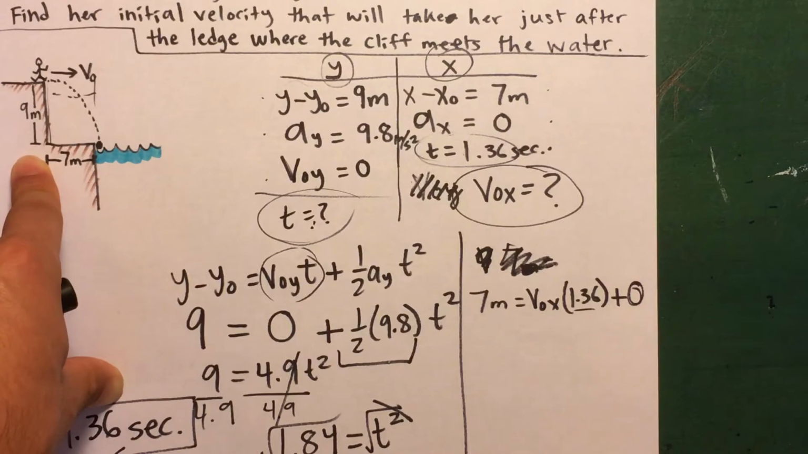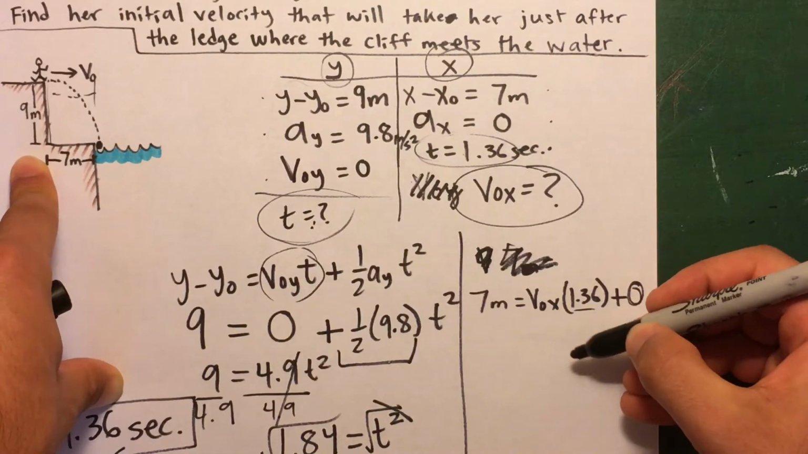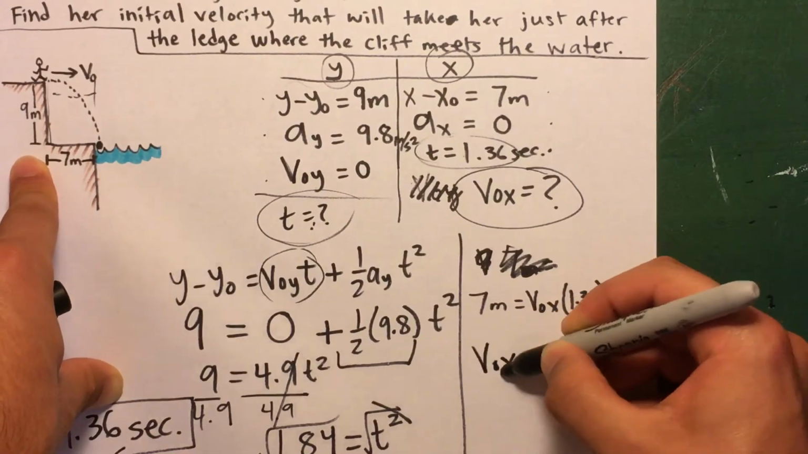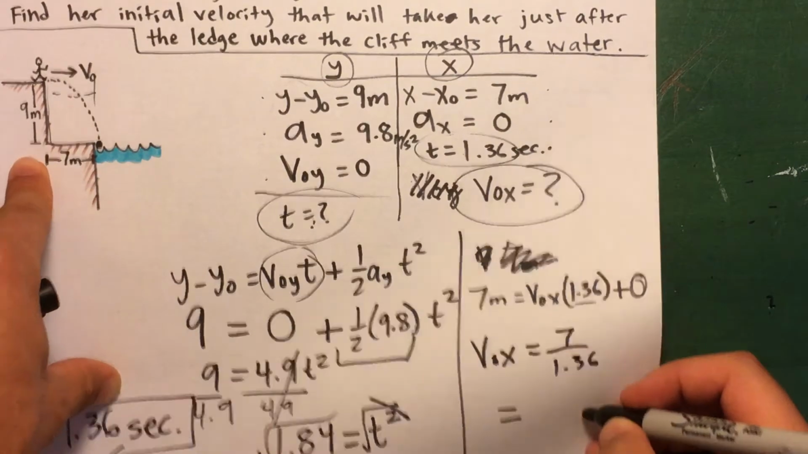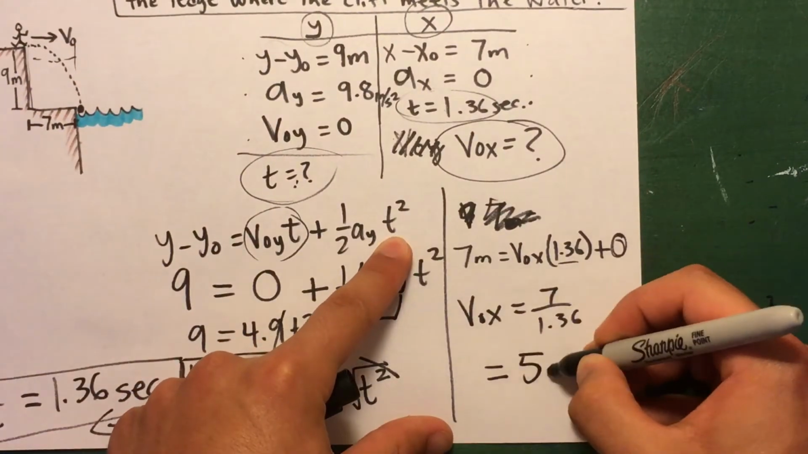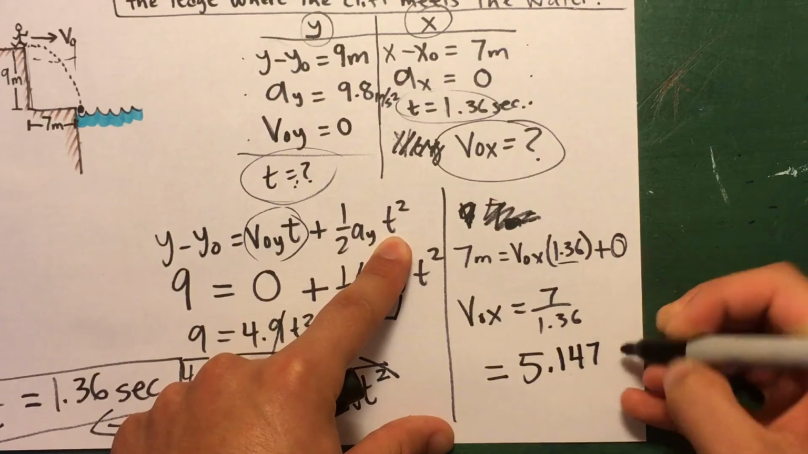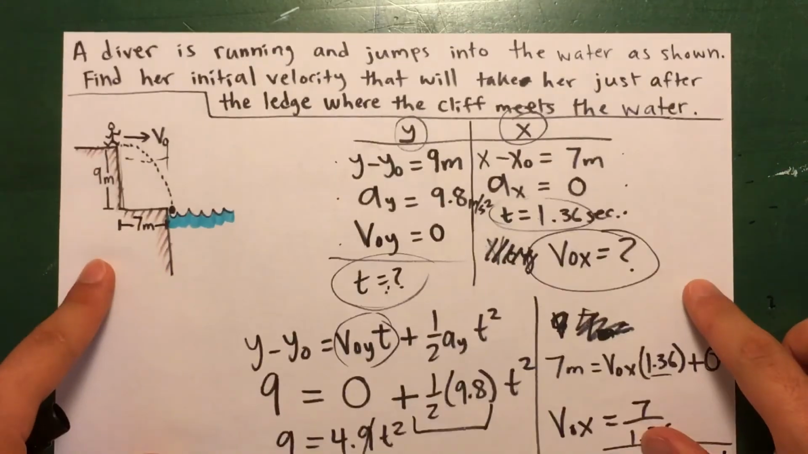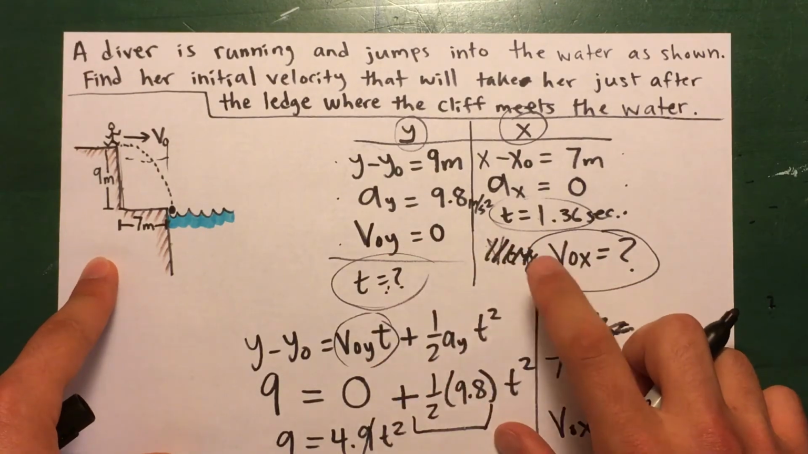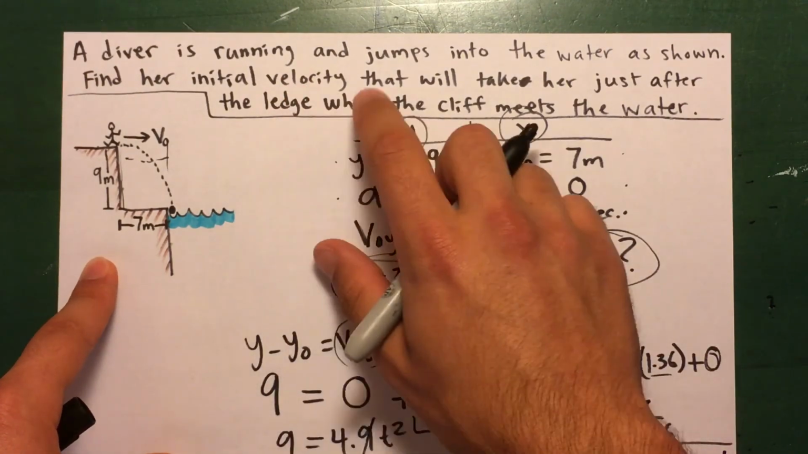Just divide on both sides. So v0x is equal to 7 divided by 1.36, which is equal to 5.147 meters per second. And that's the final answer, and that's how we used kinematics to find the solution to this problem.